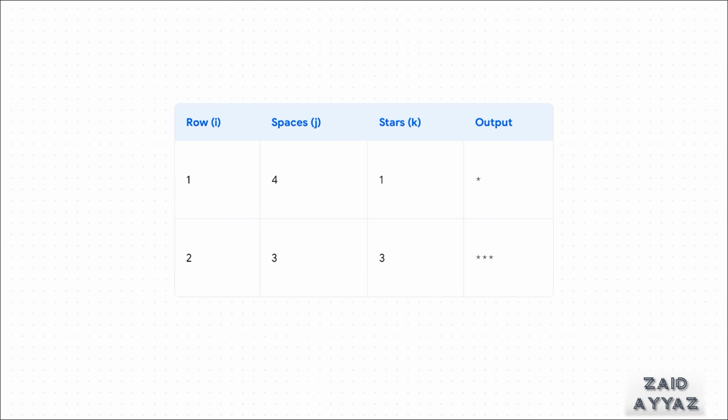When I is 1, the space loop runs 5 minus 1 times, so 4 spaces. The star loop runs 2 times 1 minus 1 times, just once. And there it is, the top of our pyramid. Then I becomes 2. We get 5 minus 2, which is 3 spaces, and 2 times 2 minus 1, which is 3 stars. See? The pattern is already forming. And the logic just keeps chugging along.